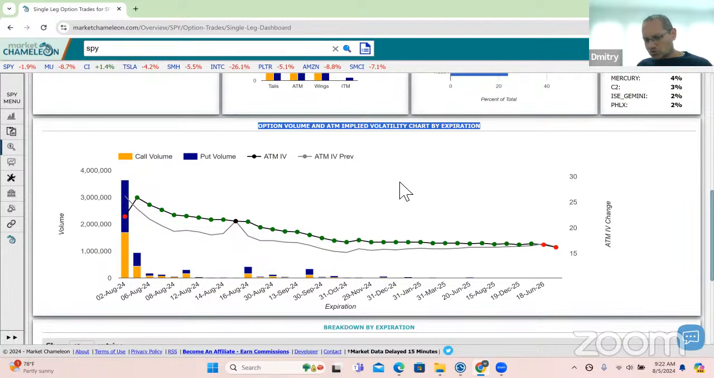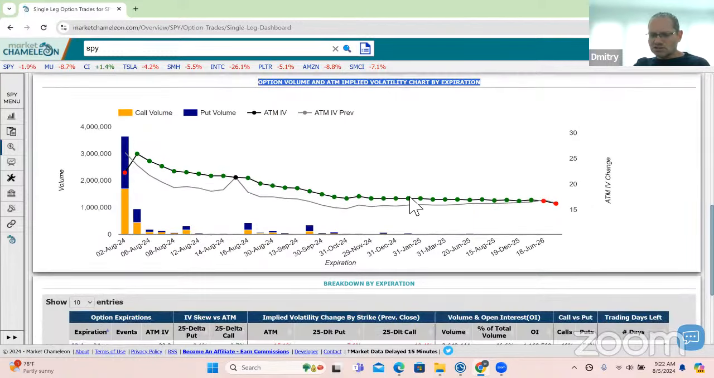What is the distribution of the trading volume between different expirations and the calls and puts? And then how were the option premiums or implied volatilities impacted from this trading? All right, so that's this graphic.